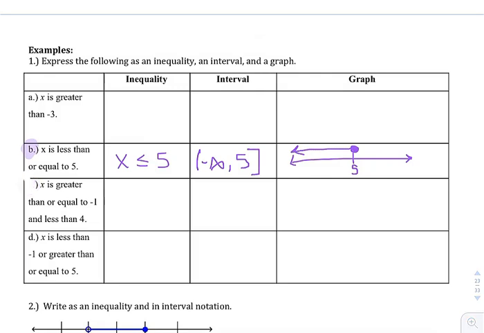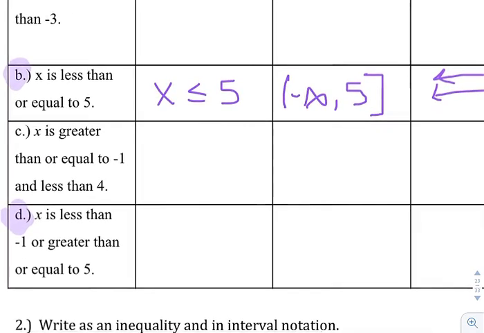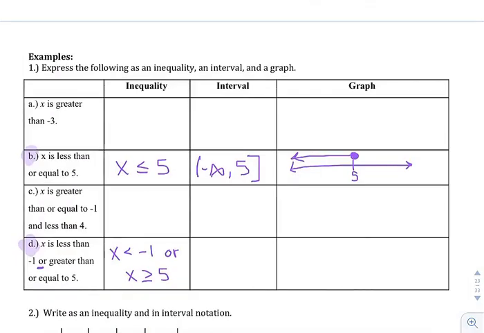And actually, let's do D. X is less than negative 1, or x is greater than or equal to 5. So, this is an or. When you have an or, you actually just write them, I just kind of ran out of room, as two separate things. It's this inequality or this inequality. So we do know that for ors, when you graph them, they go out.